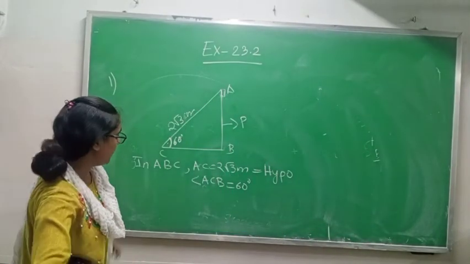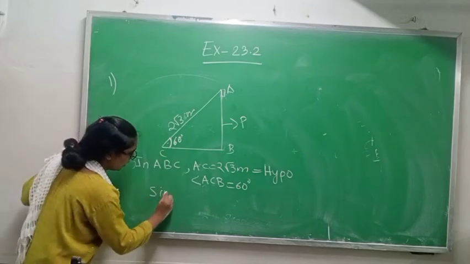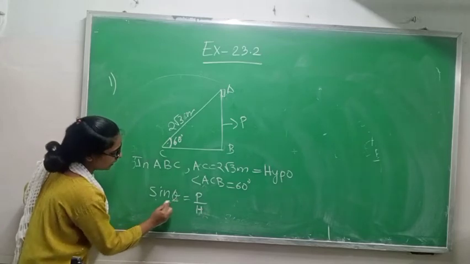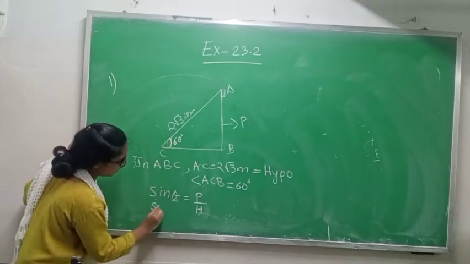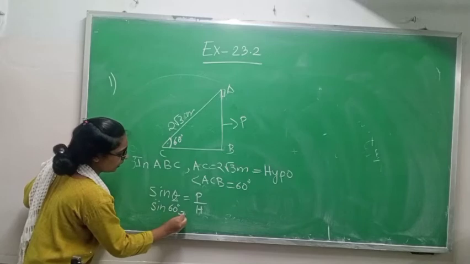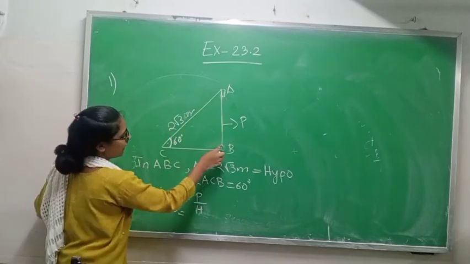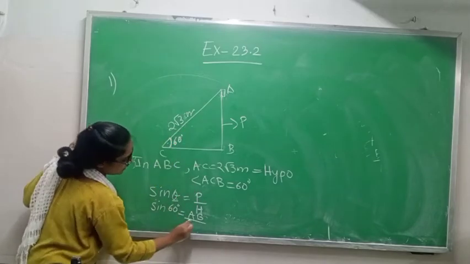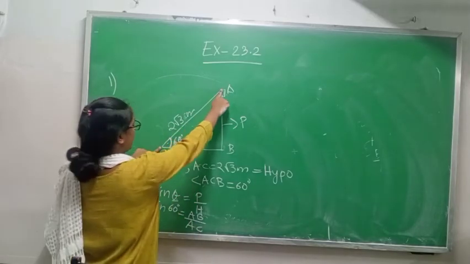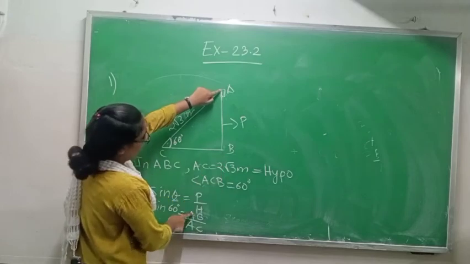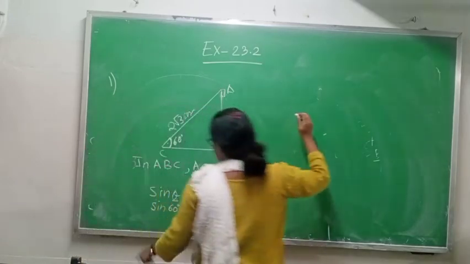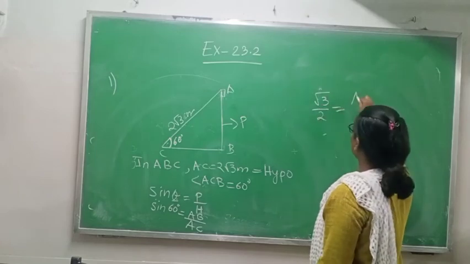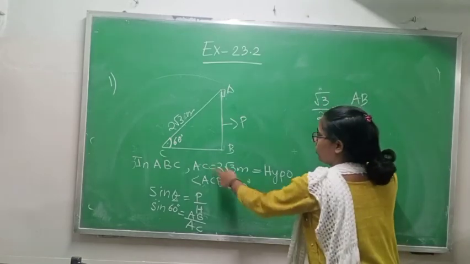So what we will write here: sine theta equals p by h. The angle given is 60 degree, so you will write sine 60 degree. P you don't know, so in place of p you can write AB by h. H is the hypotenuse AC, and the perpendicular is AB. Sine 60 degree value is root 3 by 2, equals AB, which you don't know, by AC, which you know. AC value is 2 root 3.